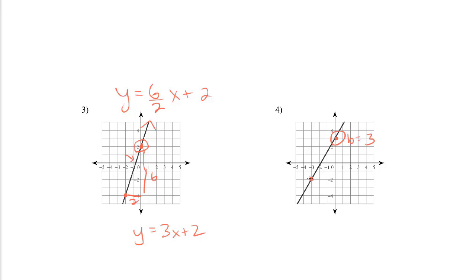So it looks like we're going over 1, 2, 3 in the x direction to go up 1, 2, 3, 4, 5 in the y direction, which means our slope is going to be 5/3. y equals 5/3 x plus 3. And that is the equation of that line.